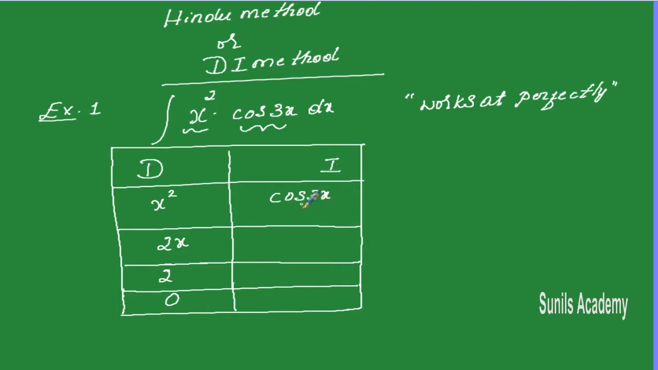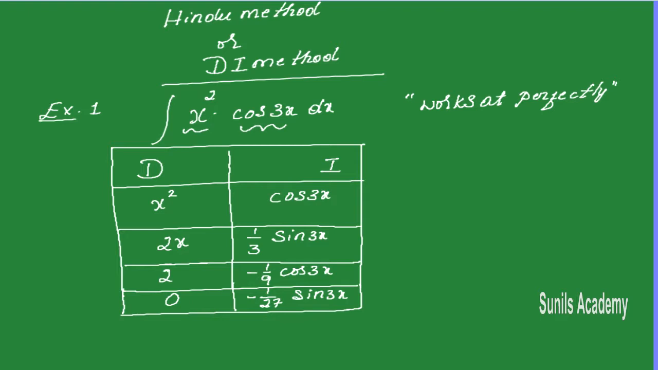Now consider cos 3x. I integrate this one. The integral of cos 3x is sin 3x divided by 3, that is 1 by 3, keeping 1 by 3 as it is. Again integrate sin 3x, we have minus cos 3x by 3, then minus 1 by 3 into 1 by 3 is 1 by 9 into cos 3x. Again integrate cos 3x, we have minus 1 by 9 into 1 by 3, that is 1 by 27 into sin 3x.